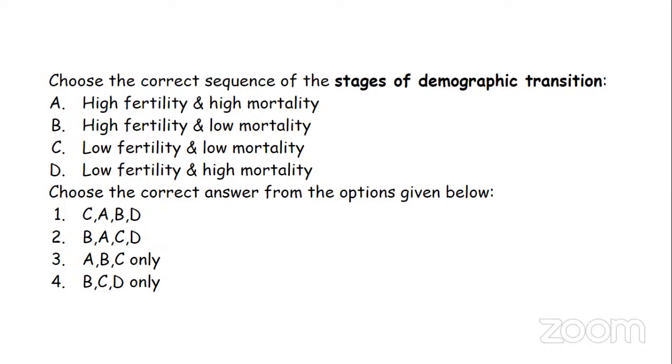Okay, let's check the answer. So this is the right answer, option 3, which is A, B, C only. That is the correct sequence. A is high fertility and high mortality. B, the second stage, is high fertility but low mortality. Then the final stage is low fertility and low mortality. So this is the correct sequence of the stages of demographic transition.